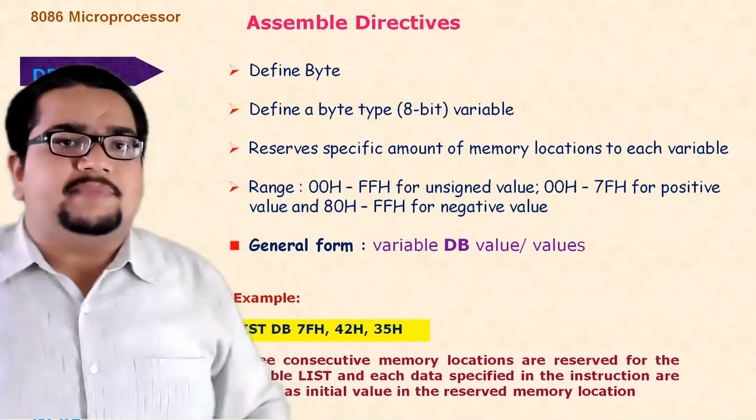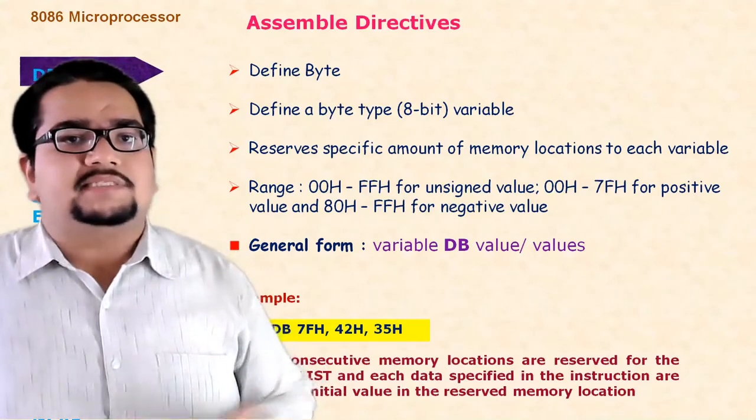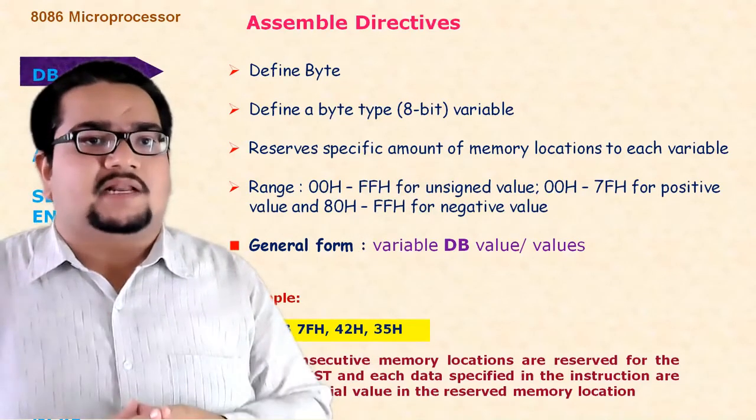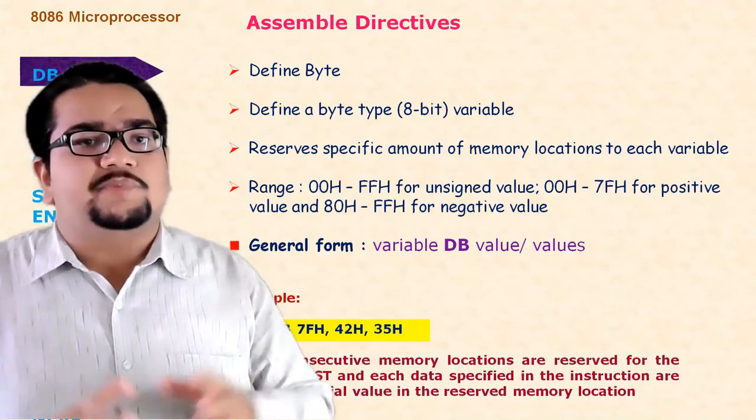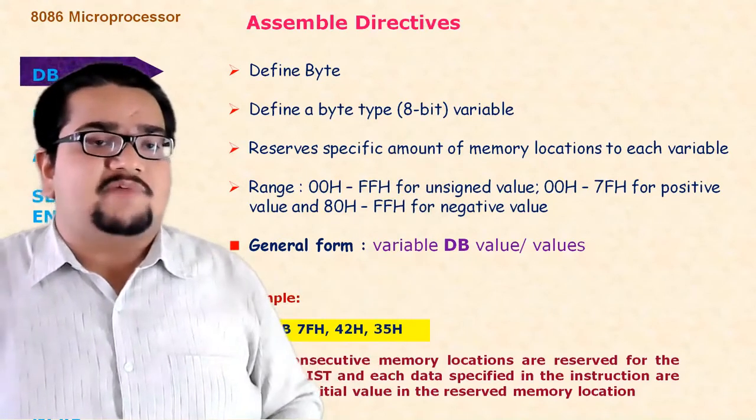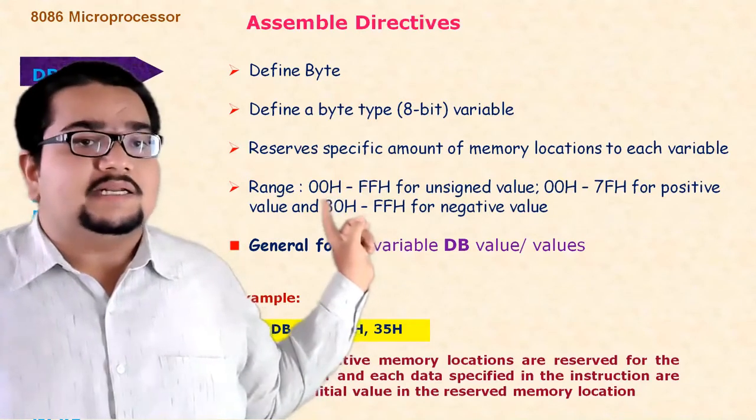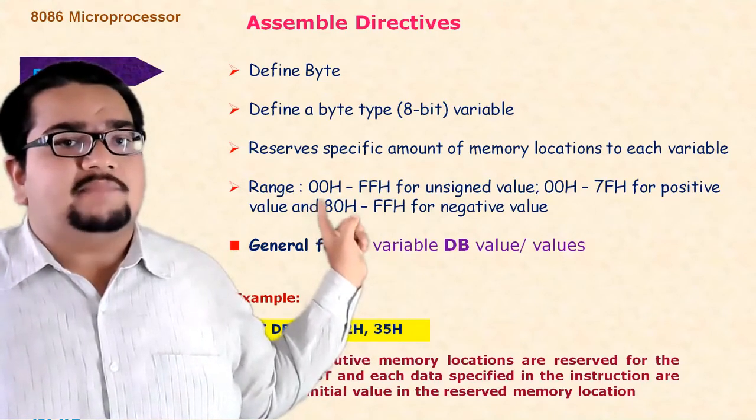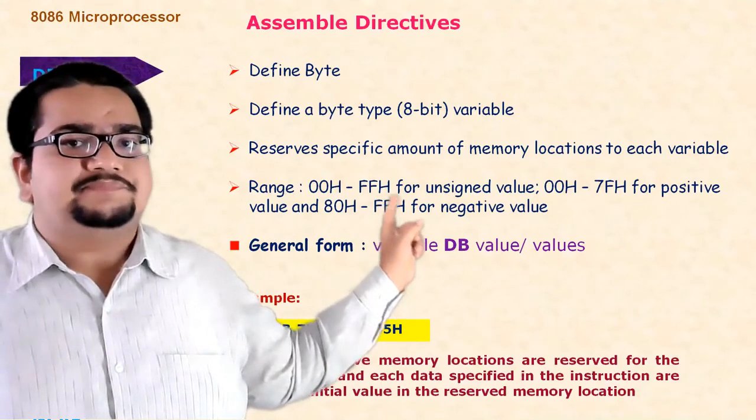So we'll start with DB, define byte. Define byte means defining a byte type. A variable's size is being defined here. I write some variable in my program and I want the processor to know what the size of that variable would be. So I use DB to define the size of my variable as 1 byte, that is 8 bits. Here it can take the range 00h to FFh, because this is the minimum possible 1 byte number and this is the maximum possible 1 byte number.